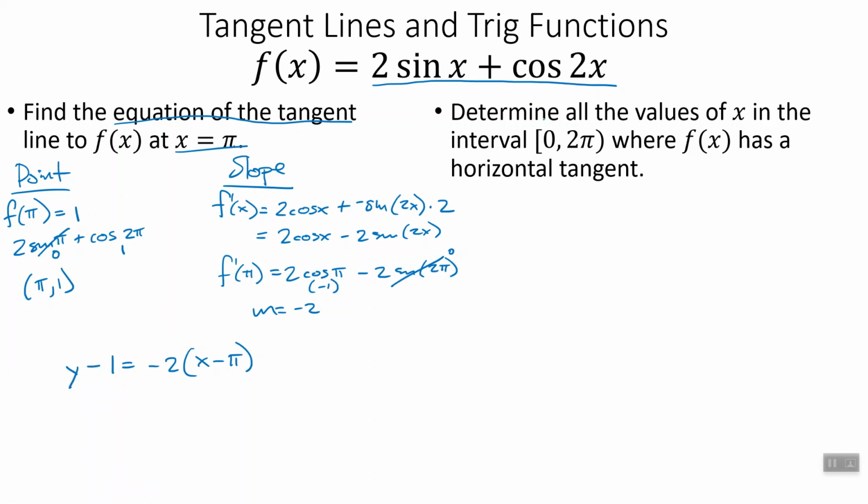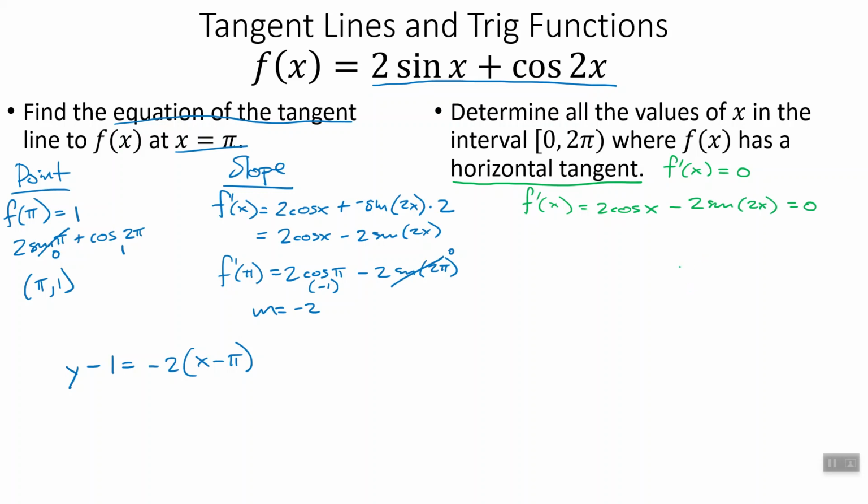Green sounds good. So determine all values of x in the interval from 0 to 2 pi, including 0 and not including 2 pi, where f of x has horizontal tangents. Well, that means where is the derivative equal to 0? We've got the derivative already. The derivative we found over here was 2 cosine of x minus 2 sine of 2x. We want to know where that equals 0.